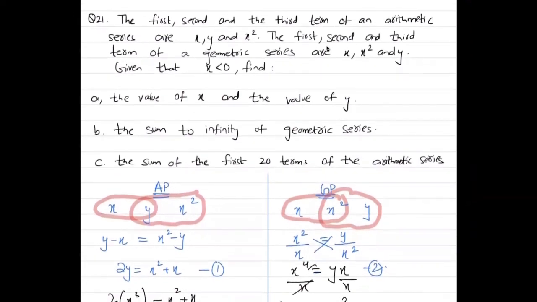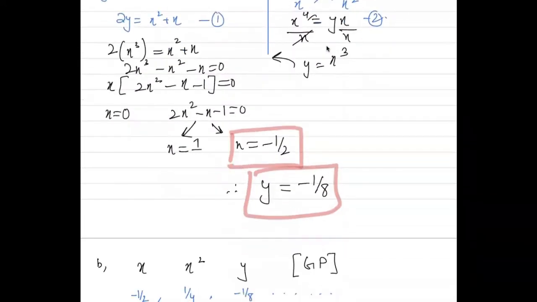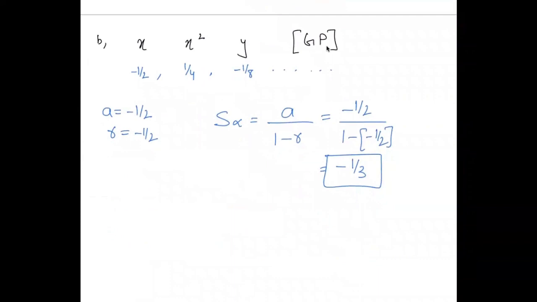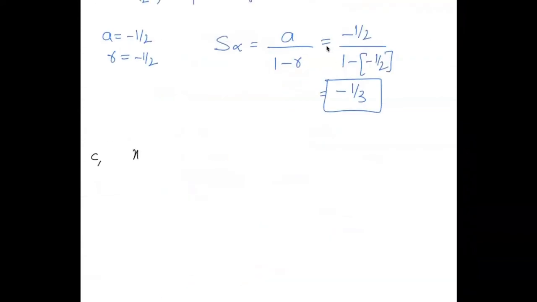Now the third part says the sum of the first 20 terms of the arithmetic progression. The sum of the first 20 terms of the arithmetic series. Now, the arithmetic progression, after we have found the values of x, was x, y, and x squared. So the x value is negative half. The y value is negative 1 upon 8. And x square value is going to be 1 upon 4.